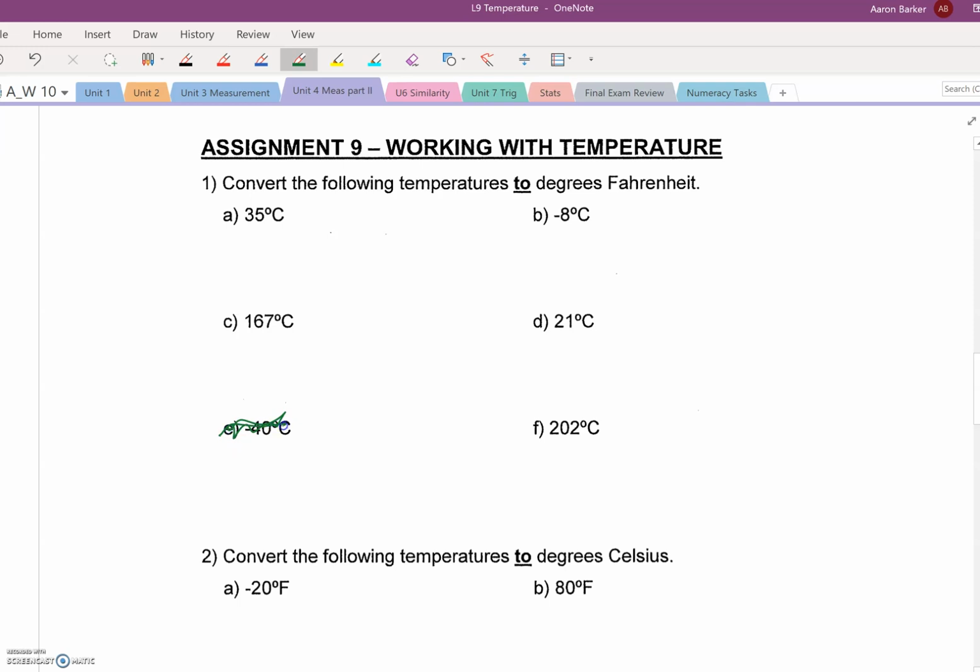Wait, let's cross off these ones here. We won't do E, and we won't do F. That's too high. Okay, so we'll do those four there. 21 is good because that's room temperature. So usually in school, they set the classrooms to 21 degrees. I like my house at 20 degrees upstairs, and it's 21 degrees.